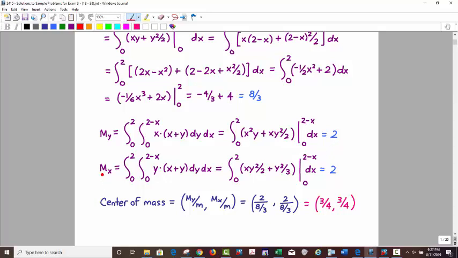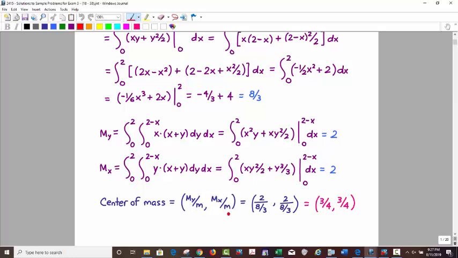And then the Mx moment means you multiply y times that function. So xy with respect to y will have an antiderivative of xy squared over 2. And then y squared with respect to y will be 1/3 y cubed. Then you plug in the 2 minus x and the 0. And just coincidentally, it works out to be 2 again. And the center of mass, the x component, or x bar as it's known, will be My divided by m. And the y component will be Mx divided by m.